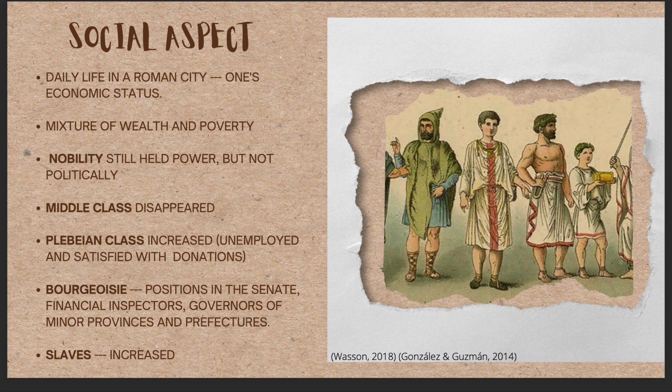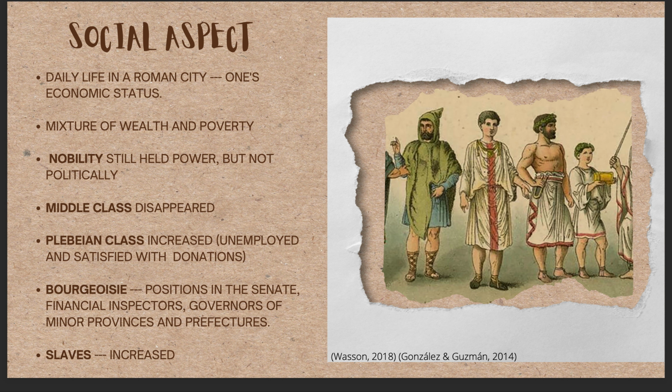About the social aspect, daily life in a Roman city depended on one's economic status. In some places, there was a mixture of wealth and poverty. At the top was the nobility, which still held power but not politically. Actually, the middle class disappeared completely, but the plebeian class increased. They were unemployed and satisfied with the donations of the government.